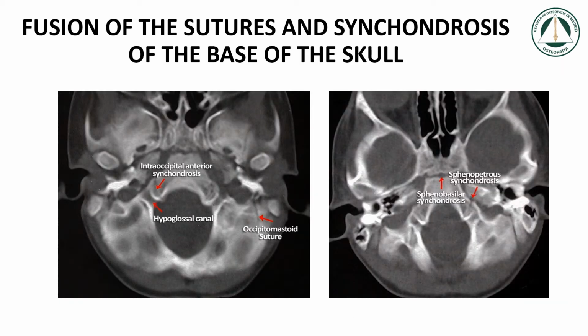Fusion of the sutures and synchondrosis of the base of the skull. These two pictures show different cartilaginous elements. The picture on the left side shows a 4-year-old child showing only remnants of the anterior intraoccipital synchondrosis. The hypoglossal canals appear posterior to the anterior intraoccipital synchondrosis. The picture on the right side shows the skull base of a 5-year-old. We can see the sphenooccipital synchondrosis, the petrooccipital fissure and the occipitomastoid suture.